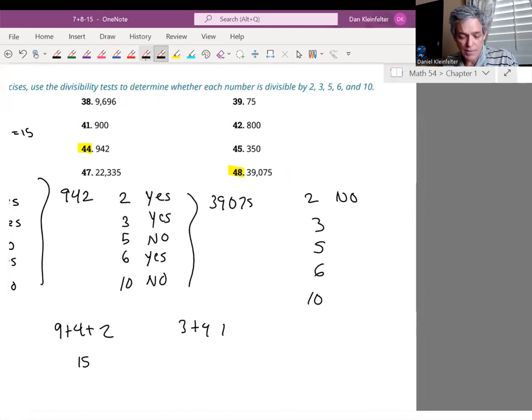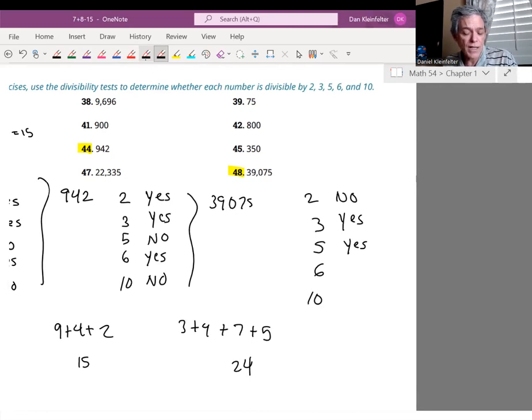3 plus 9 plus 0 plus 7 plus 5. That's 12, 19, 24. Is that 24? 12, 15, 24. Yeah, it's 24. 24 is divisible by 3. And so that means that our original number, 39,075, is divisible by 3. Divisible by 5 this time because it ends in a 5.